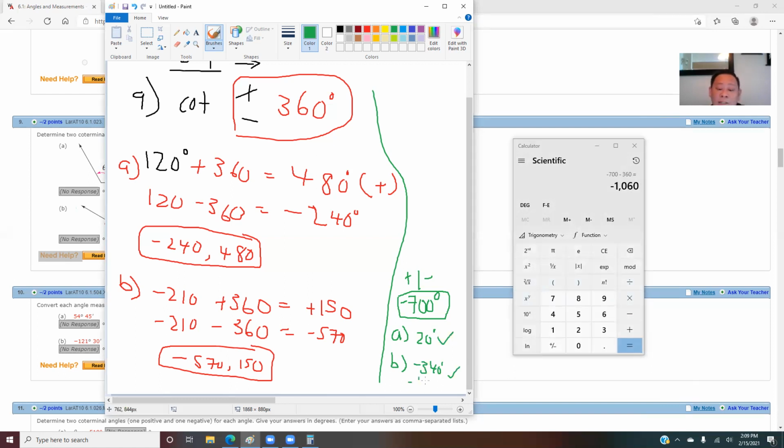As long as your answer is negative and it's not negative 700, any other number besides that is also correct. It can be higher, it can be lower. And for the positive one, make sure that this one is positive. Are you okay with this? Yeah, I got number 9, I got it.